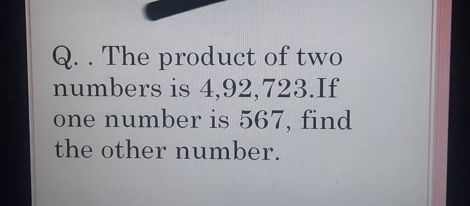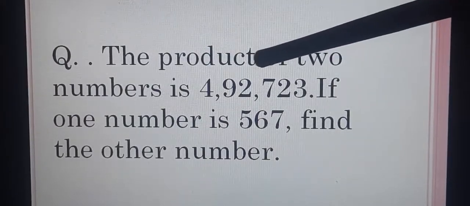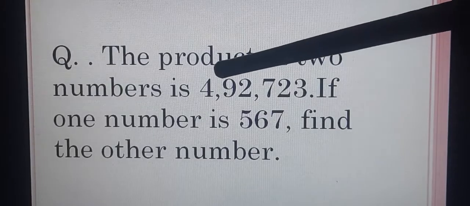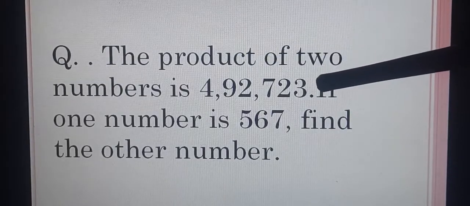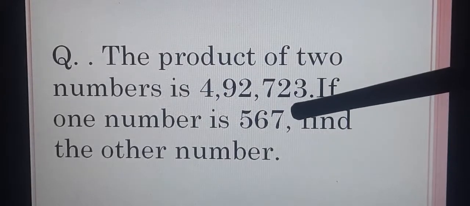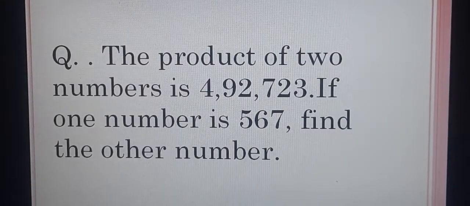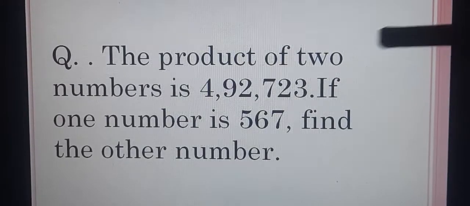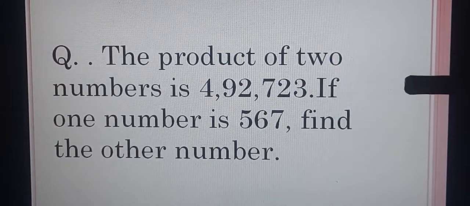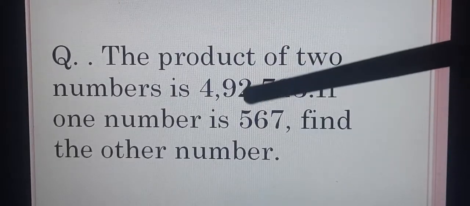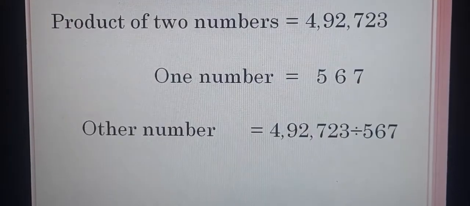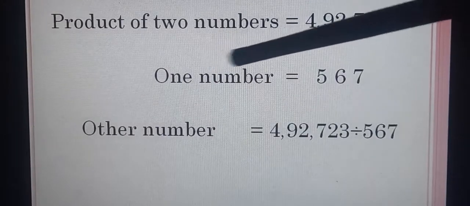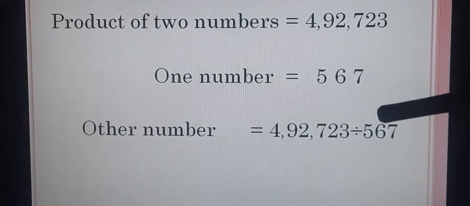Next practice question is: the product of two numbers is given to us, 4,92,723. If one number is 567, find the other number. We have done this question in addition and subtraction also: the sum of two numbers is this, if one number is this, find the other. Now the product is here, so see what is the difference in this. The product of two numbers is given to us. One number is also given. To find the other number we will do division.